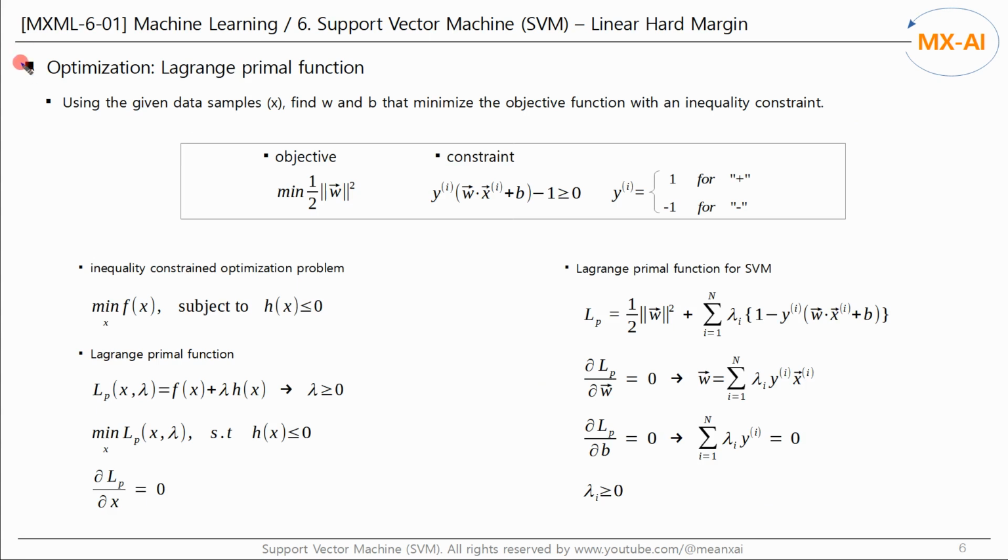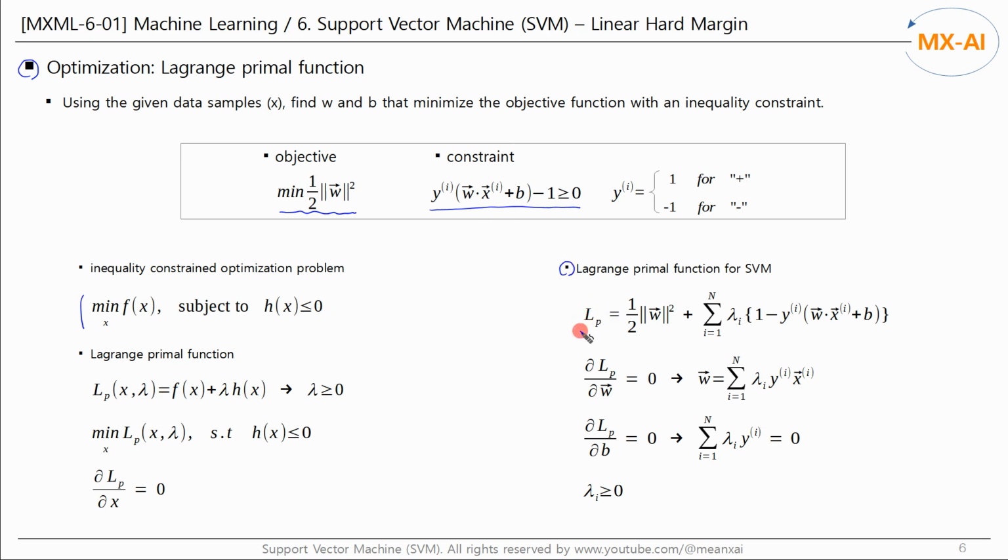Next, let's look at the optimization problem of SVM. The goal is to minimize this objective function. There is one inequality constraint. This constraint means that data points where y is +1 are above the positive boundary, and data points where y is -1 are below the negative boundary. As you saw in the convex optimization video, the standard form of an inequality-constrained optimization problem is as follows. Let's express the optimization problem for SVM in standard form.